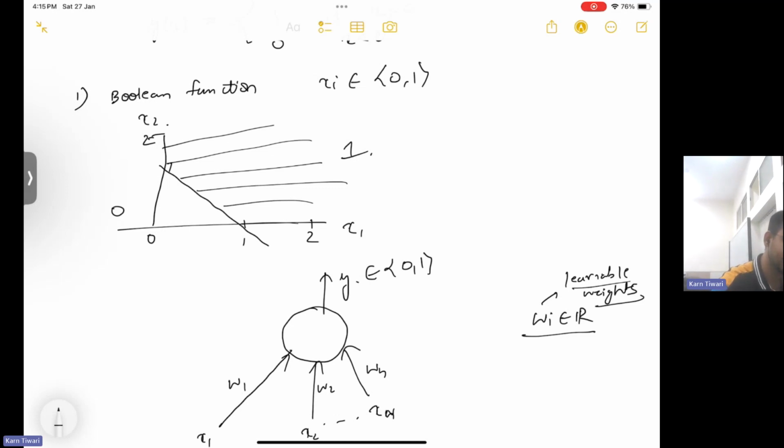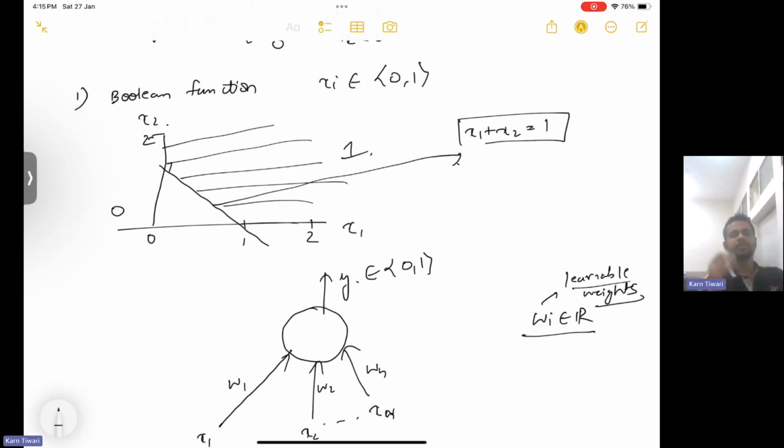Once the line, you can see it as x1 plus x2 equal to 1. This is the equation for this line. Now they have asked the question: what does it represent, meaning for which logic gate it represents the decision boundary.